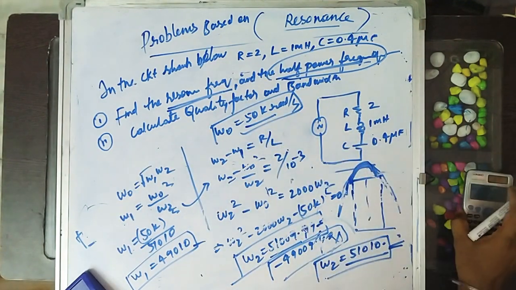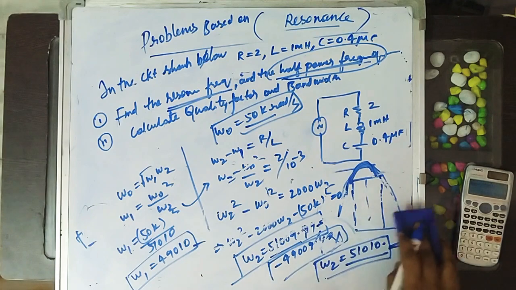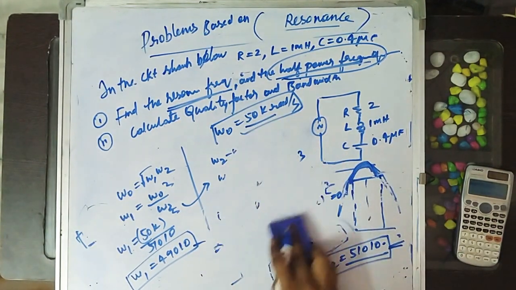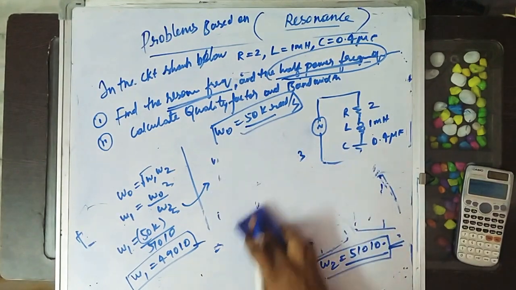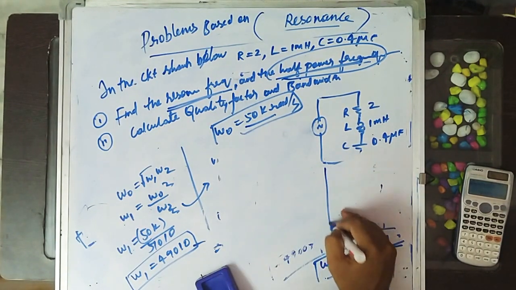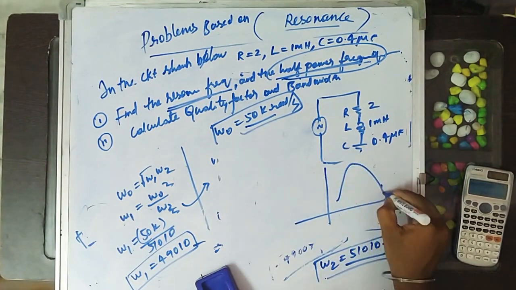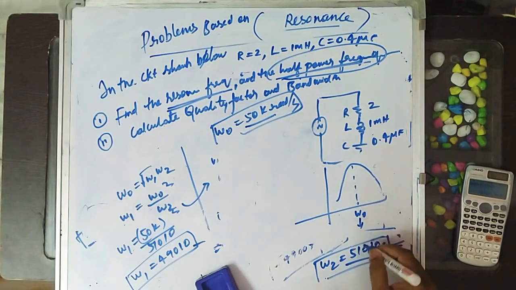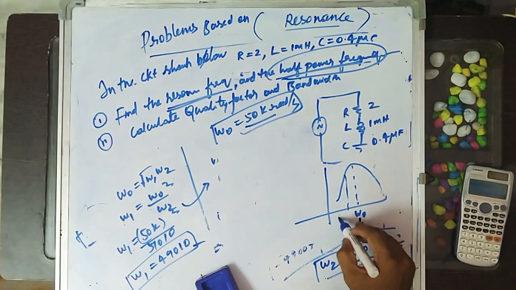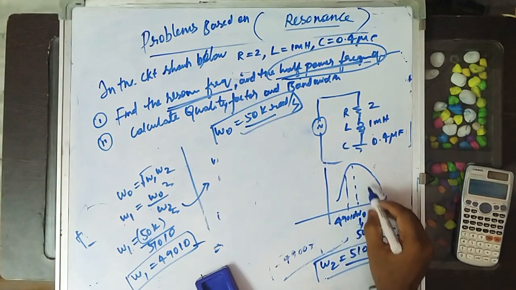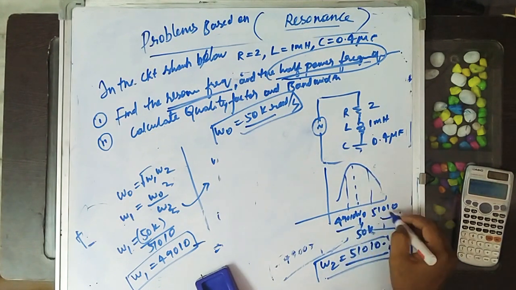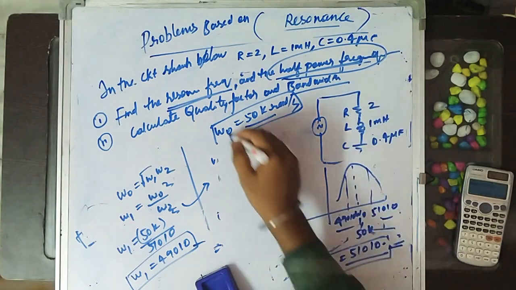So you can represent in a graph after getting these values here. You have to represent that graph. If you represent the graph, the examiner will directly get an impression by seeing these values. This is omega 1 value 49010 and this is 51010. By this we can find bandwidth or quality factor.